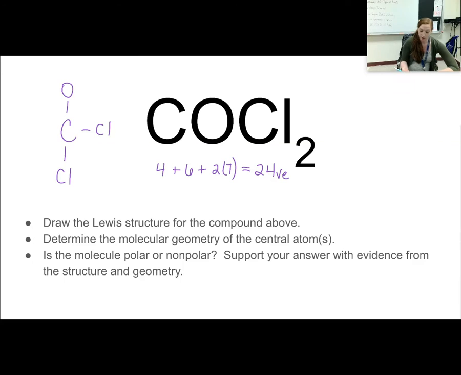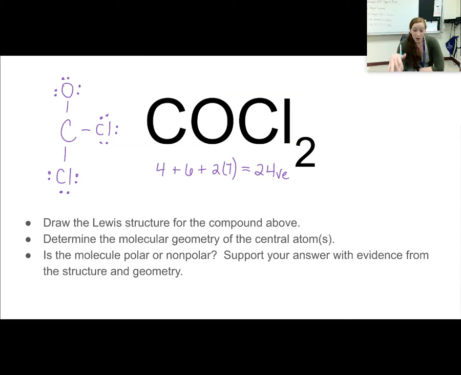Let's start placing lone pairs. 2, 4, 6. Whoops, I didn't start counting. So 2, 4, 6, 8, 10, 12, 14, 16, 18, 20, 24. That doesn't seem right, does it? Let me double check here. 8, 10, 12, 14. That's wrong. There we go. That was 22. Okay, there's 24.